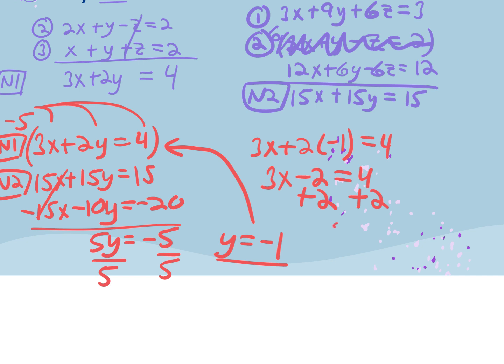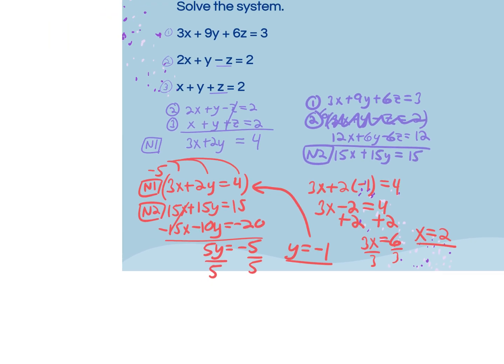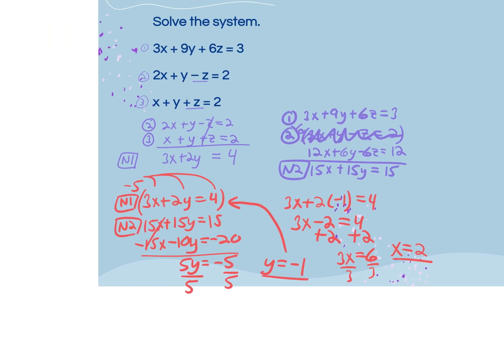Add 2 to both sides. What do we get for x? Good, right? 3x equals 6. Divide by 3, and then we get x equals 2. All right, so we have an x and a y. What's the only thing missing? A z.